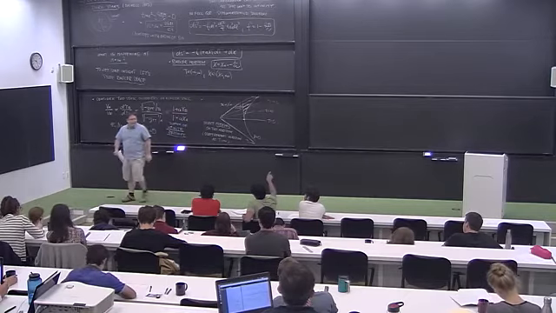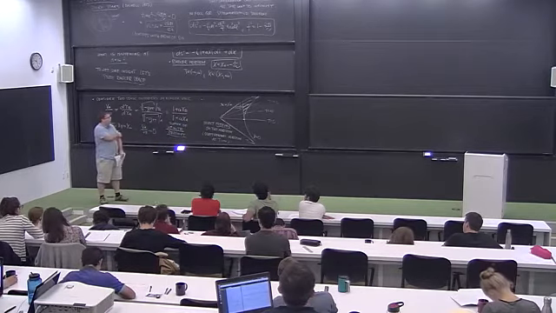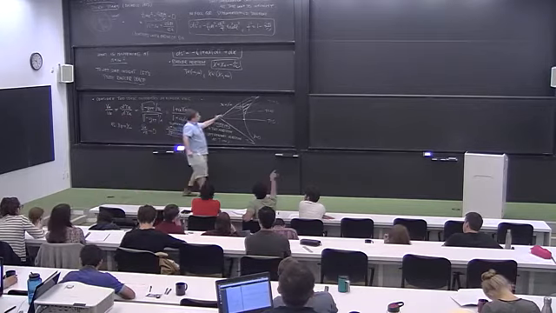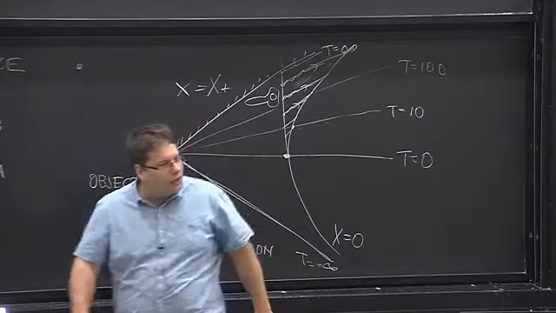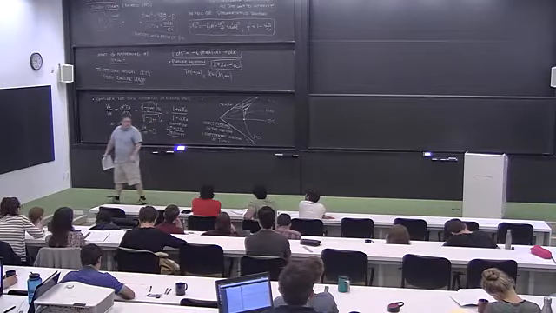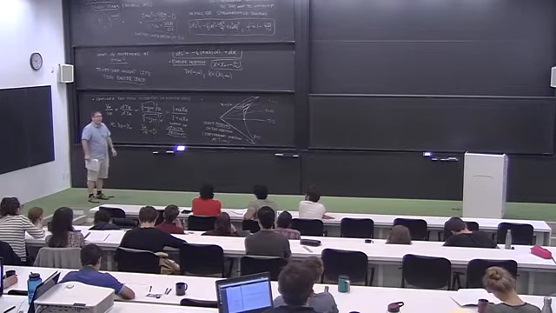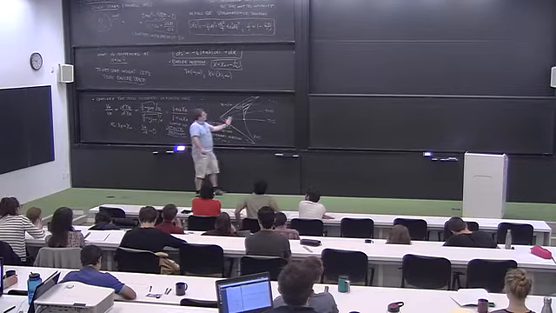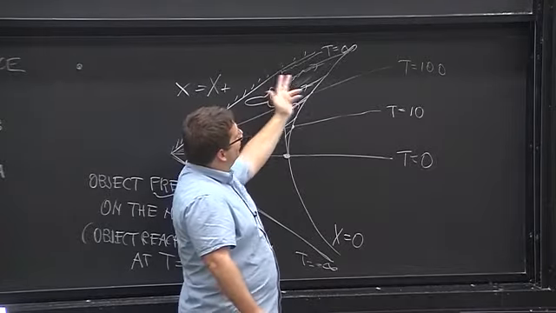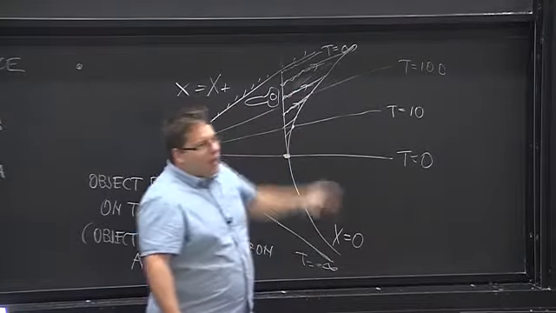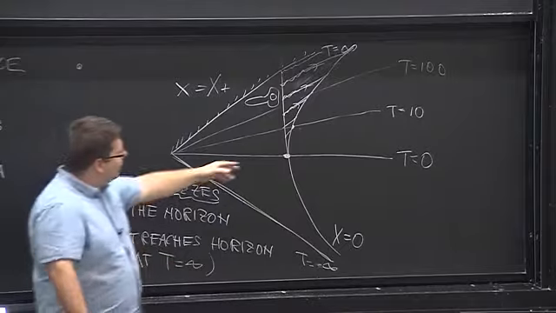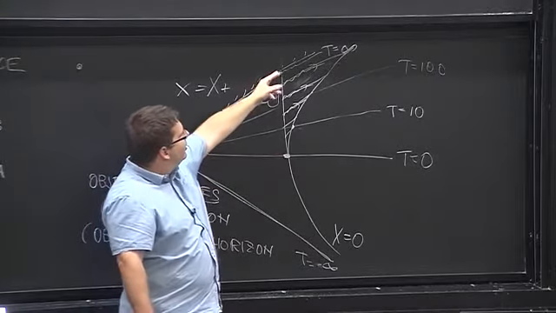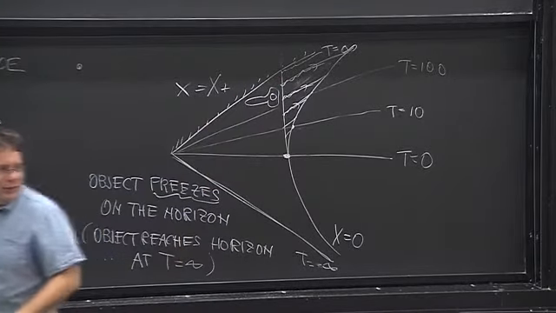So can I call these lines the lines of simultaneity? Of course, yeah. These t equal to constant lines are the lines of simultaneity for that observer. Exactly. So isn't this amazing? Now you realize that whatever is happening with the object, it takes an infinite time for the accelerated observer to see the object cross the horizon.